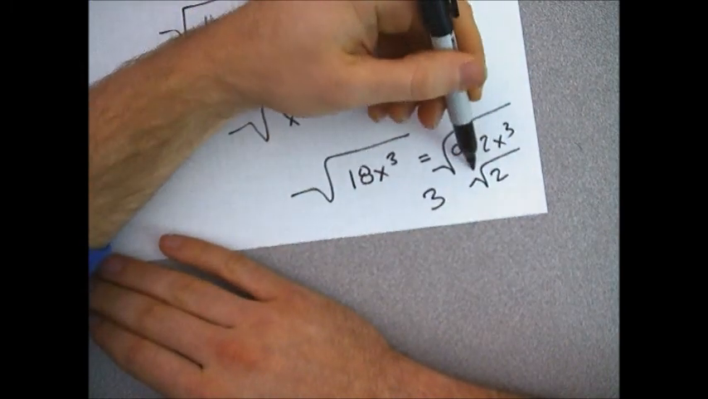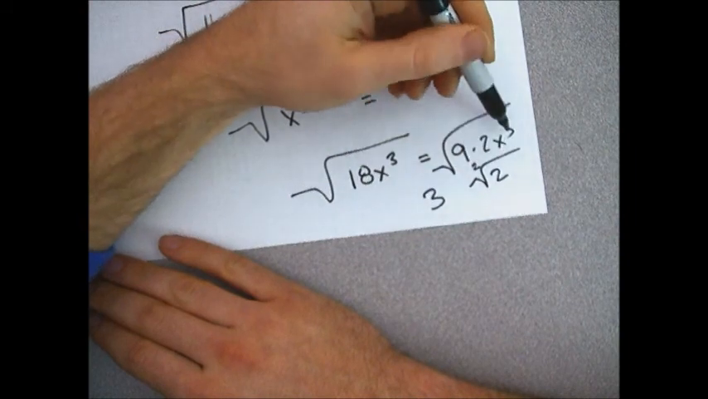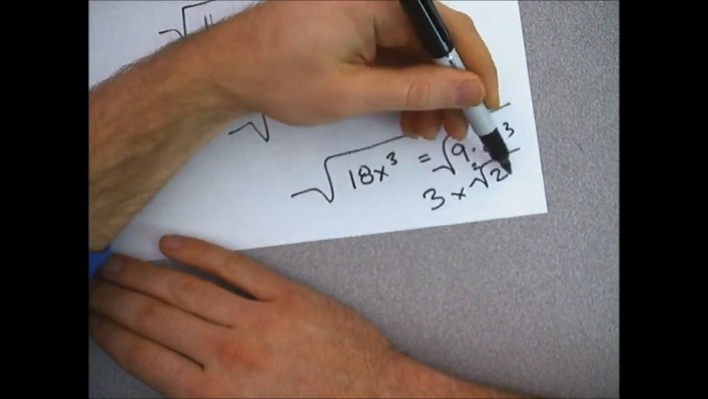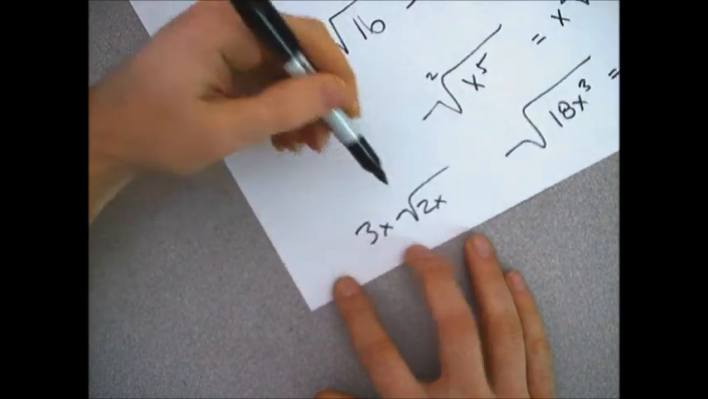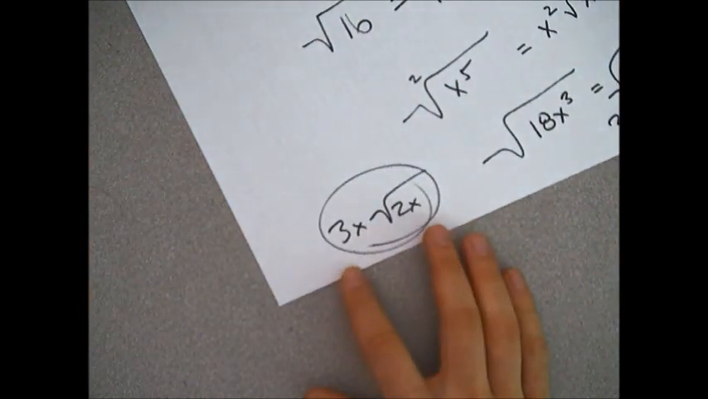And then you say you have an index number here of 2. 2 goes into 3 how many times? Once, remainder 1. So again, your answer is 3x, and then square root of 2x for a final answer.